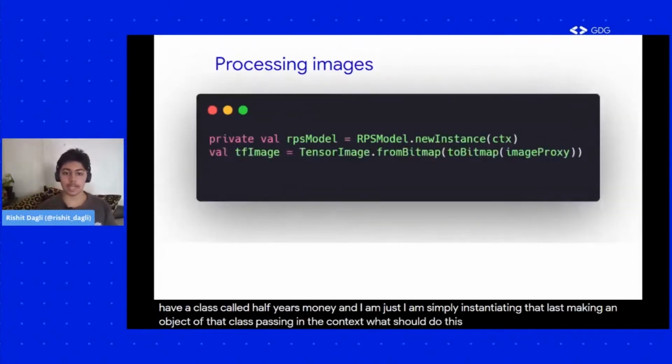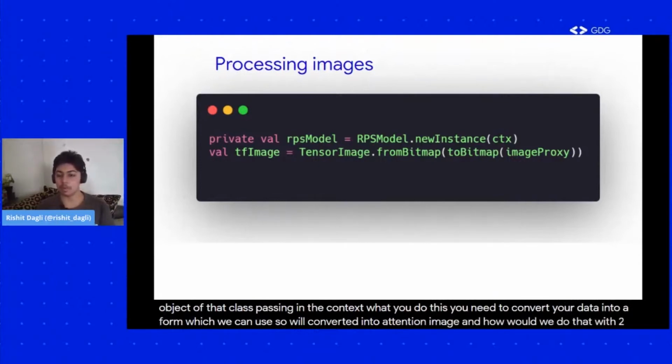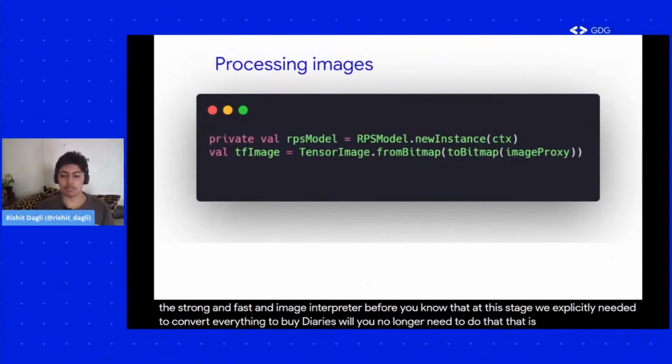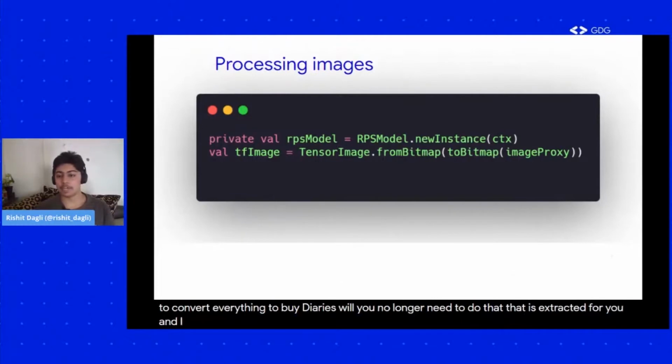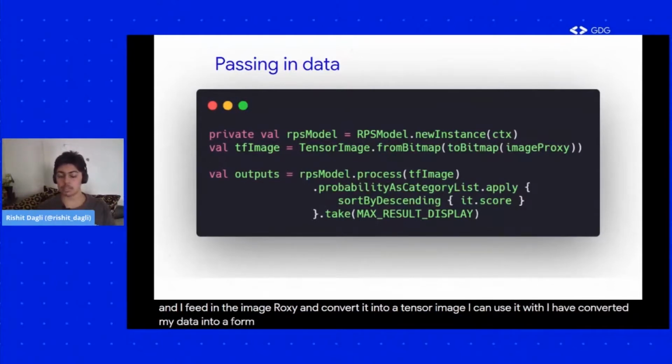Once you do this, you need to convert your data into a form which we can use. So we'll convert it into a tensor image. And how would we do that? We'll do this from a bitmap and pass in an image proxy to it. Folks who have used the TensorFlow interpreter before know that at this stage, you explicitly needed to convert everything to byte arrays. Well, you no longer need to do that. That is all abstracted for you. I'll simply feed in the image proxy and convert it into a tensor image, so I can use it with my model. So now I have converted my data into a form which is usable by my model.